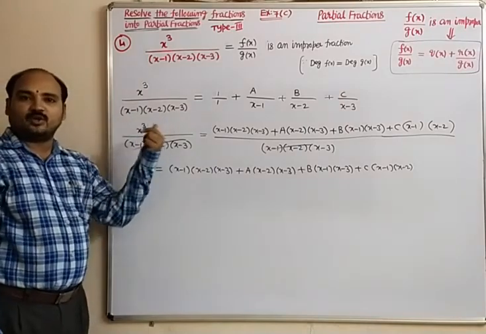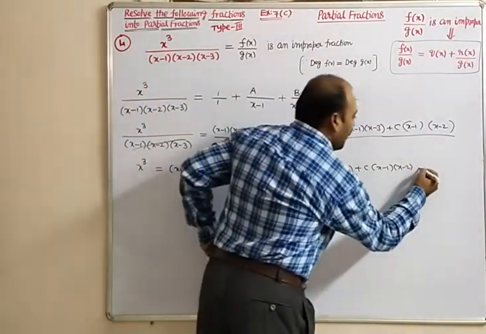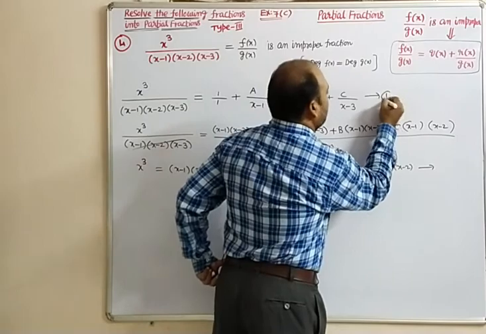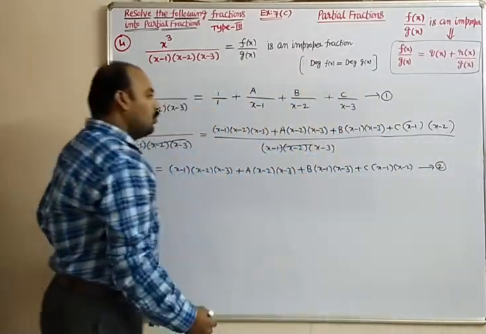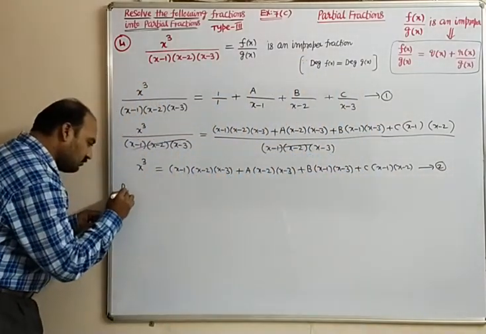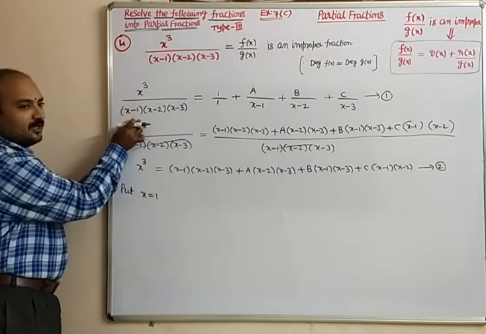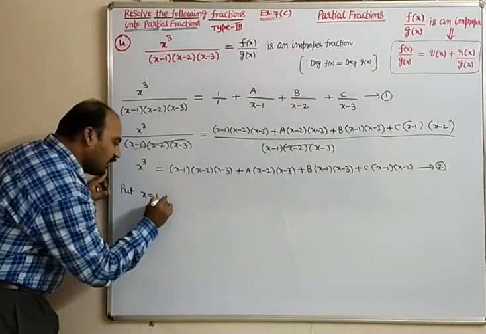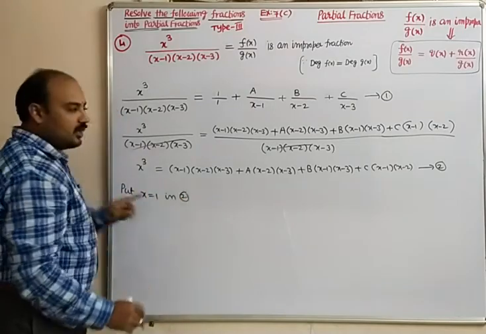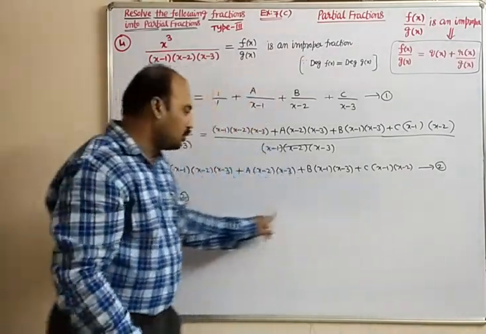All are linear factors only, no. So you put that equation number 1 in this. This is equation number 1. This is equation number 2. Put x is equal to 1. x minus 1 is a factor here, a linear factor. So x is equal to 1 in equation 2, this is equation number 2.